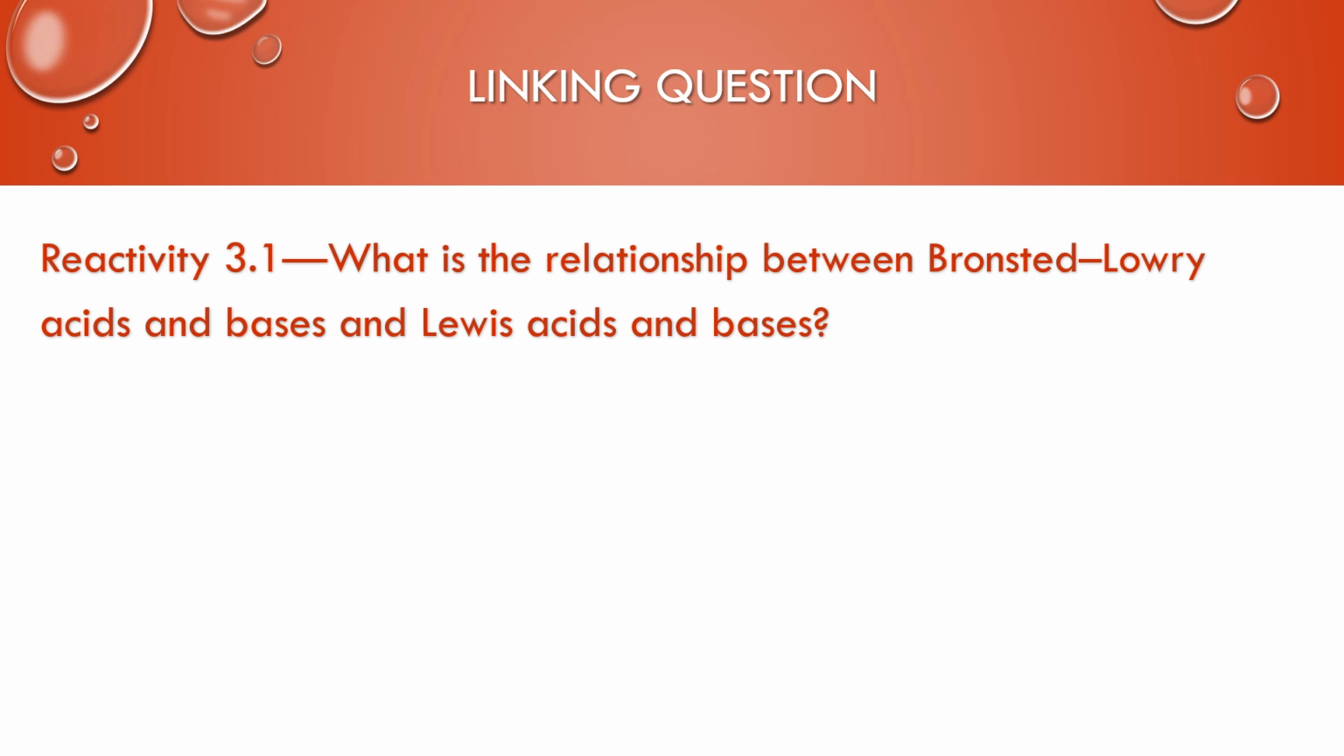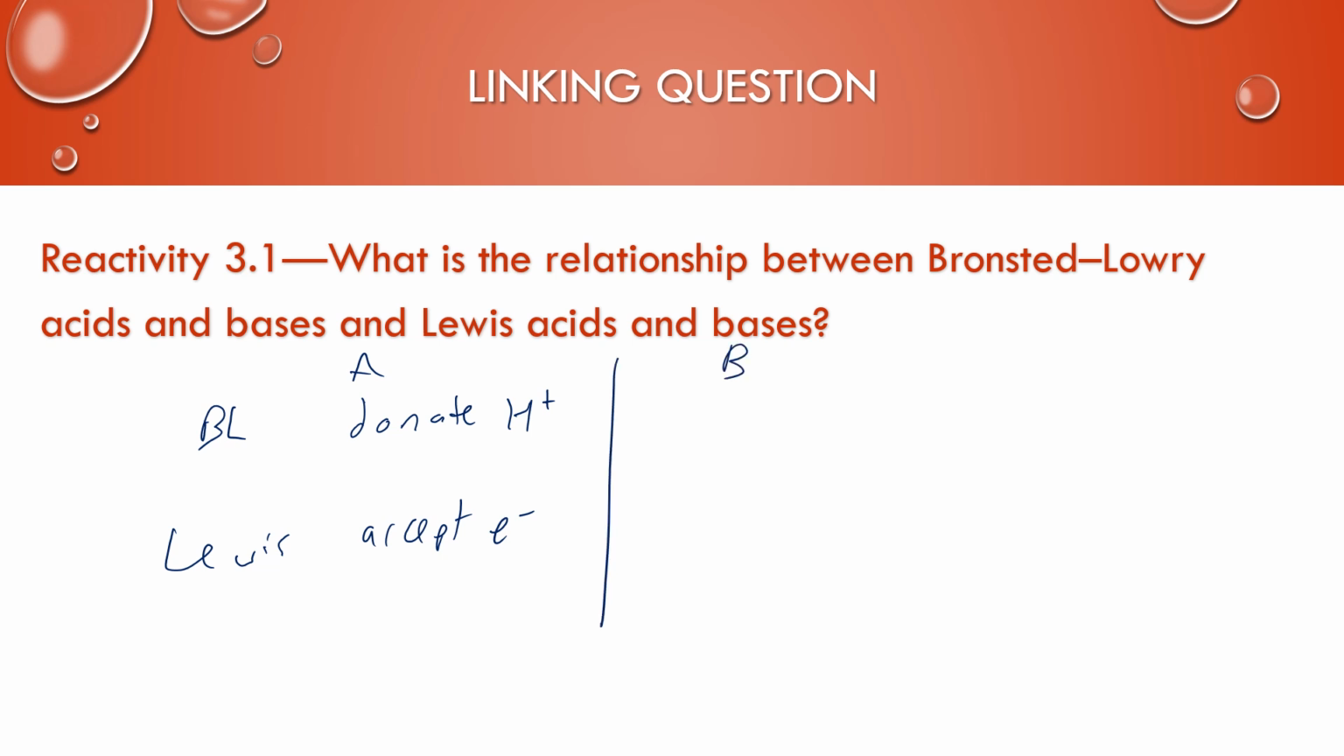Okay, so this section links to reactivity 3.1, which is all about acids and bases. So what is the relationship between Bronsted-Lowry acids and bases and Lewis acids and bases? So Bronsted-Lowry acids donate hydrogen ions or protons. Lewis acids accept electron pairs. And so hydrogen ions can accept electron pairs. Bronsted-Lowry bases will accept protons.